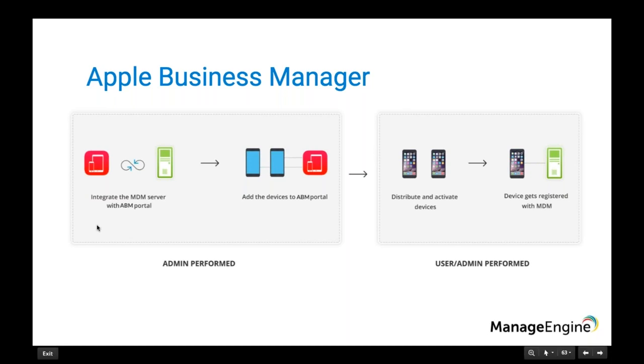So this is the workflow for Apple Business Manager. You integrate the MDM server with the ABM portal, and then you add the devices to the ABM portal. Since the ABM portal and MDM server are integrated, you are implicitly adding the devices directly to the MDM server. As you can see, these are admin performed and are one time. So once this is done, the devices get automatically enrolled with MDM on device activation. This can be done both by the user as well as the IT administrator. So let me show you how this is done.